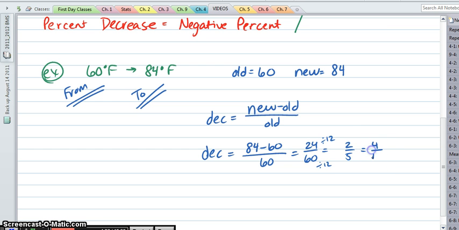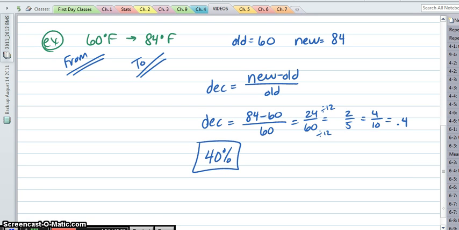I can write that down first so you can see it. So there's my decimal. Let's write this as a percentage because that is what we need to find. 40%. It is positive. It makes sense in this case. We are going up from 60 up to 84, so it is a positive increase. And it therefore represents a percent of increase. So this is a percent increase.